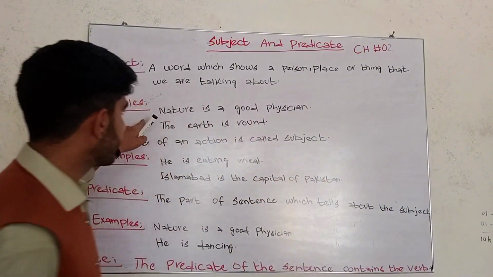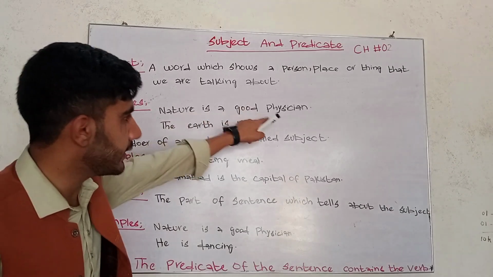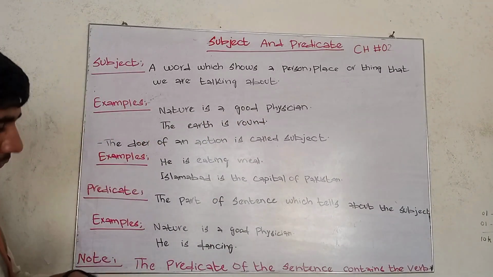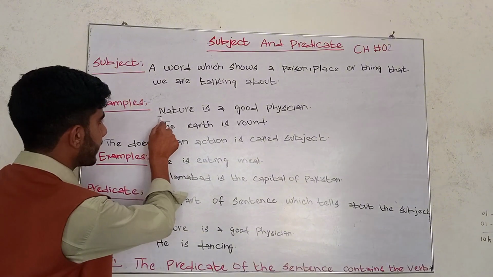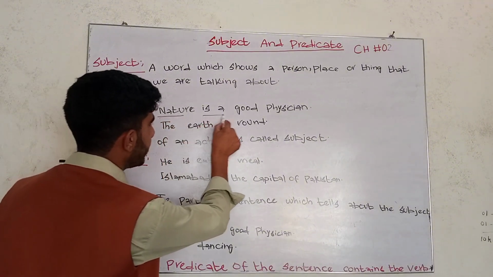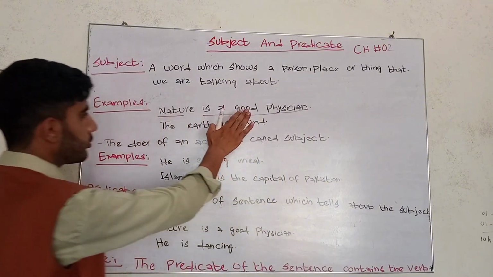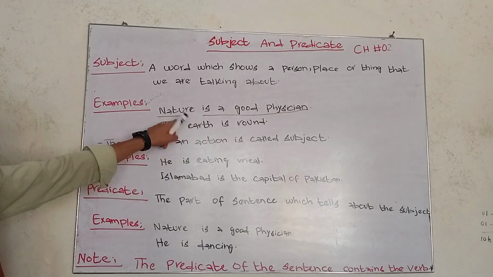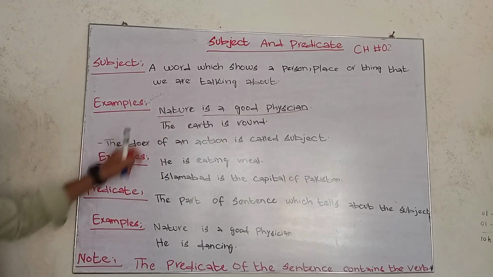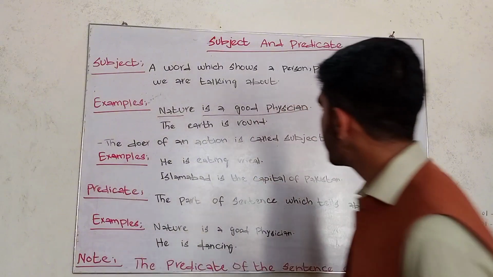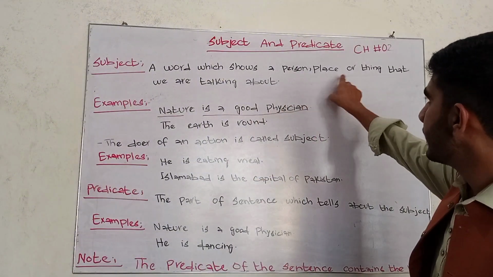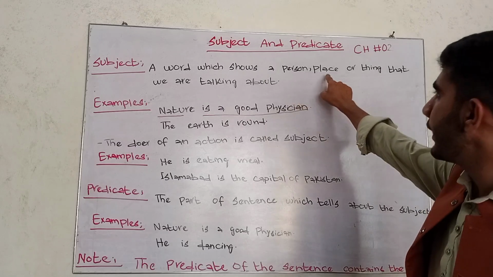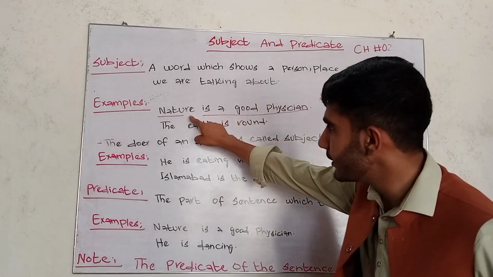According to the examples, "Nature is the good physician." Nature is the subject here, but the remaining sentence is the predicate. We are not discussing the predicate in this topic because we are focusing on the subject. Nature is a subject because if you think about it, nature is a thing. It is not a person. It is not a place, but nature is a thing.